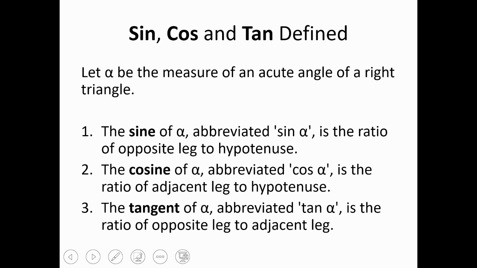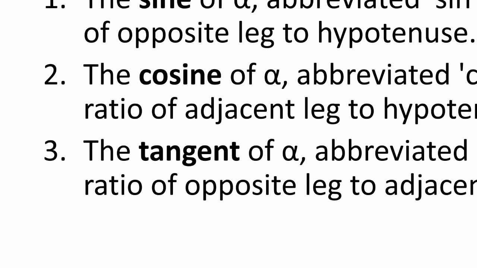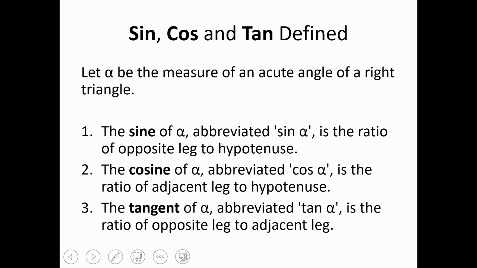All right, so now we can go on to the definitions of sine and cosine and tangent now that we understand how opposite and adjacent are used. Let's say that alpha is the measure of one of the acute angles of a right triangle. Sorry, I want to get my pen. So that's the alpha right there, the first letter of the Greek alphabet, often used for angle measures in triangles. And again, it is the measure of an acute angle of a right triangle. Now the sine of alpha, abbreviated sin alpha, is the ratio of opposite leg to hypotenuse.